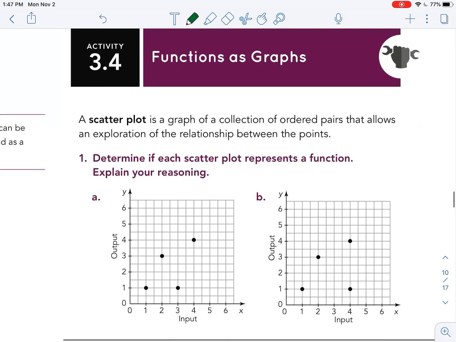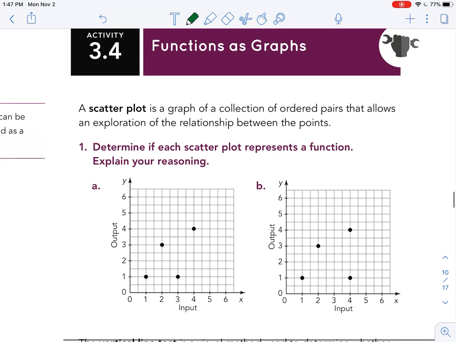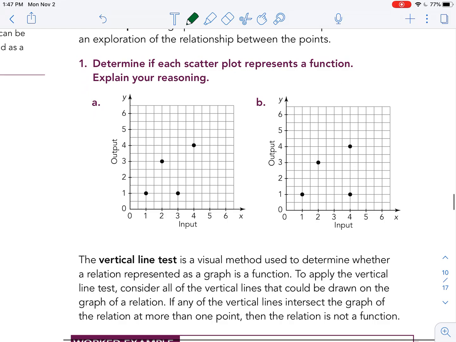Okay, now, functions as a graph. A scatter plot is when you graph the ordered pairs. They don't have to make a line or any kind of pattern whatsoever. It's just a collection of ordered pairs. So I'm looking at some ordered pairs, and we have to decide whether or not these are a function or not.